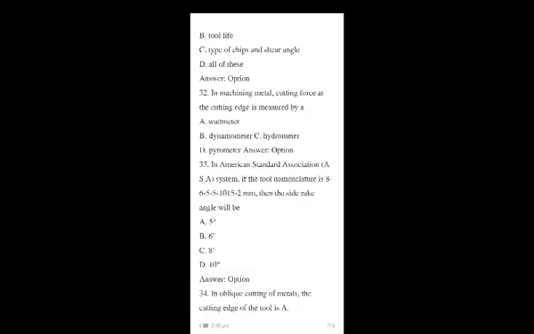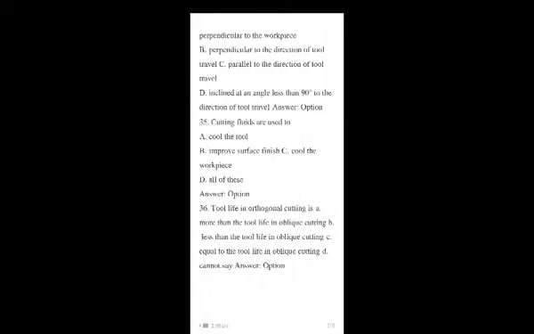Now, in oblique cutting of metals, the cutting edge of the tool is inclined at an angle less than 90 degrees to the direction of tool travel. Now next question, cutting fluids are used to... the option is D, all of this. And last question, tool life in orthogonal cutting is less than the tool life in oblique cutting. Okay, so here today we are going to stop over here. Thank you.